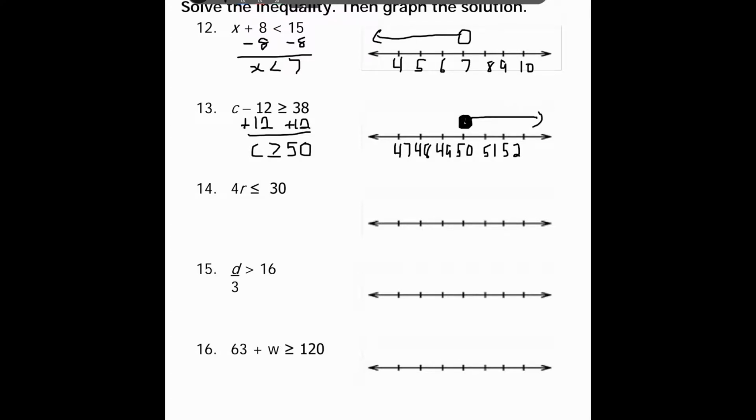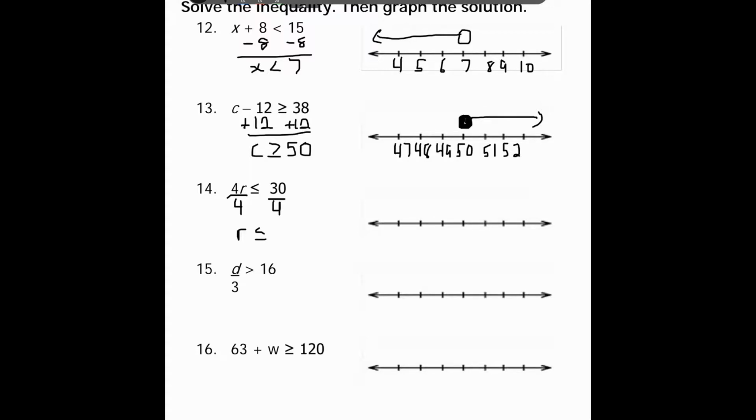Number 14, 4r is less than or equal to 30. 4r, that's multiplication, so we're going to use the inverse operation of division to divide both sides by 4. So r is less than or equal to... 4 does not go into 30 evenly.